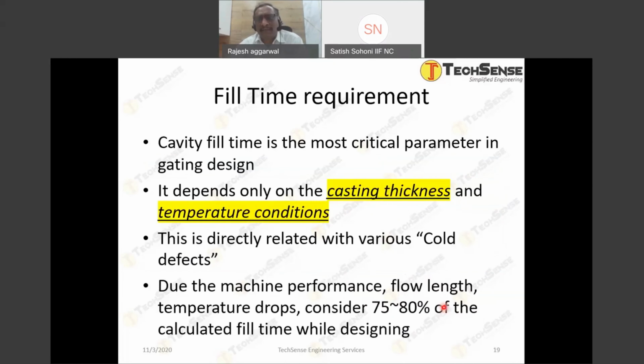So the fill time is the most critical parameter in the gating design. It depends only on the casting thickness and temperature conditions. Also, this is directly related to the various cold defects. We will understand it again in detail as we go along. Due to the machine performance, flow length, and other temperature variables, normally we consider 75 to 80% of the calculated fill time while designing the die.